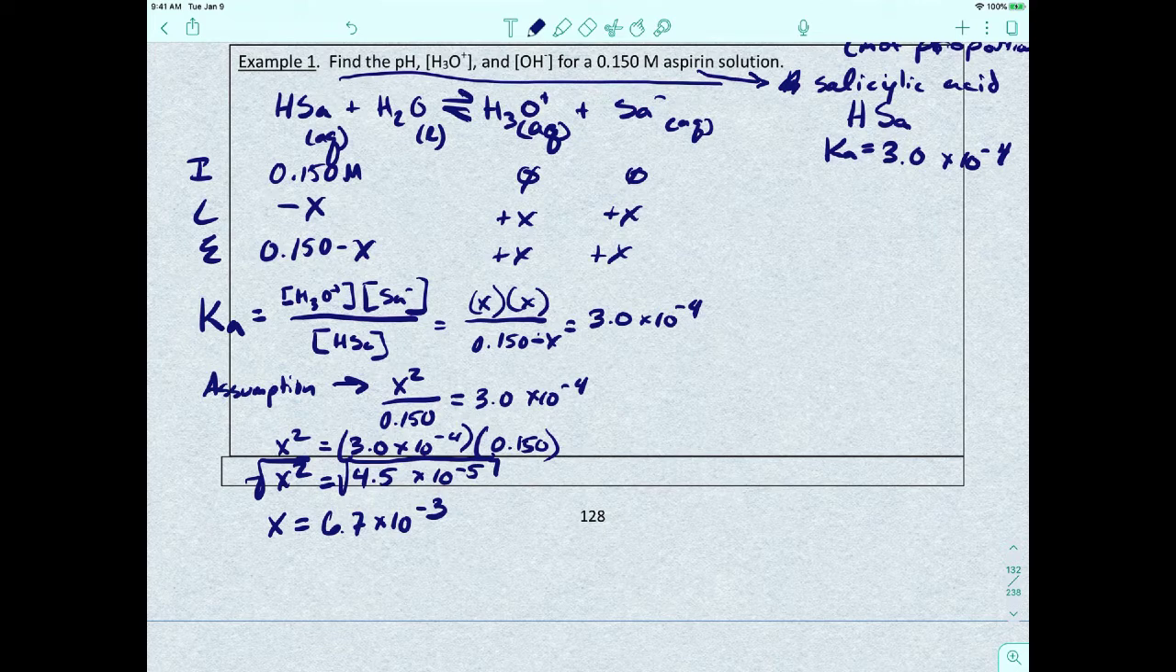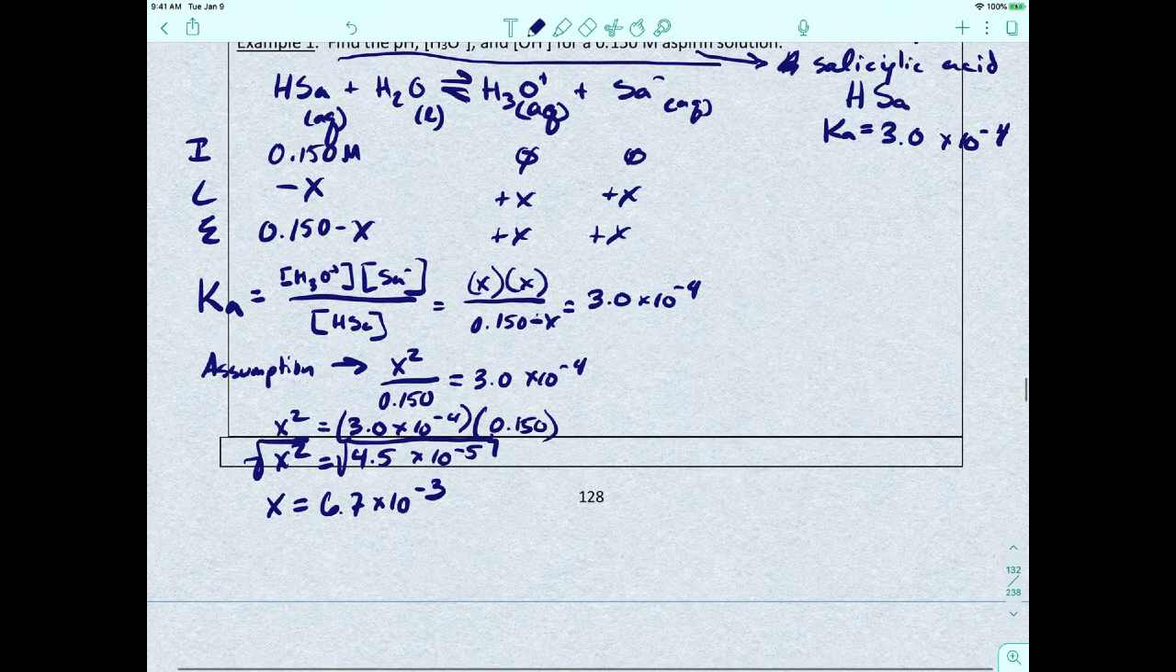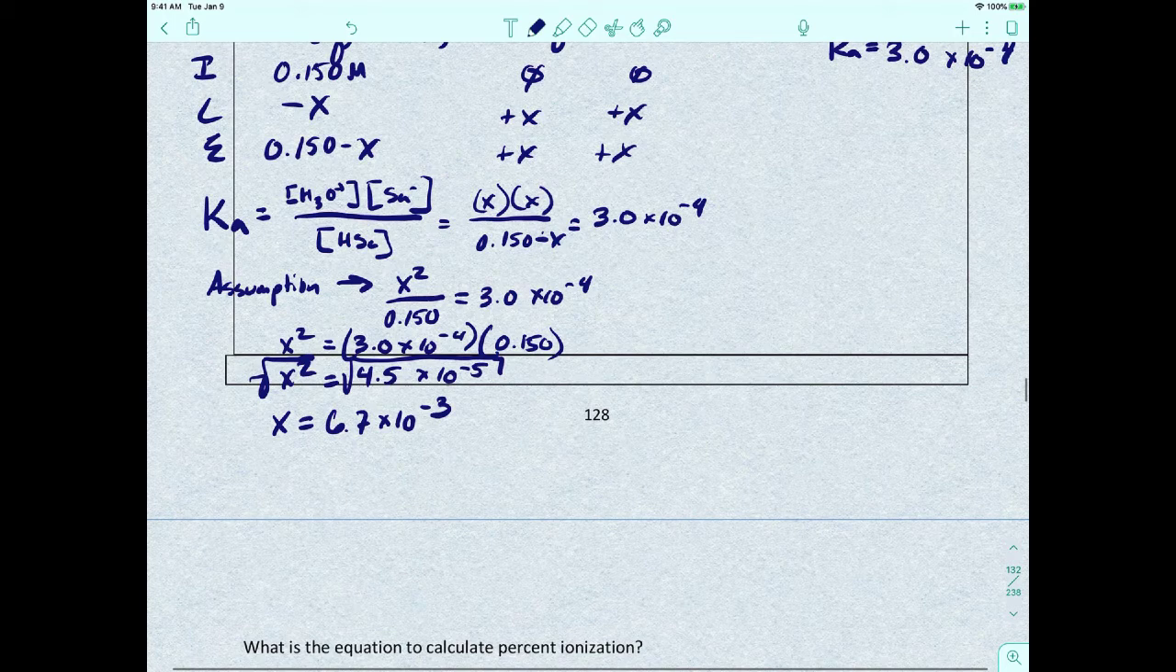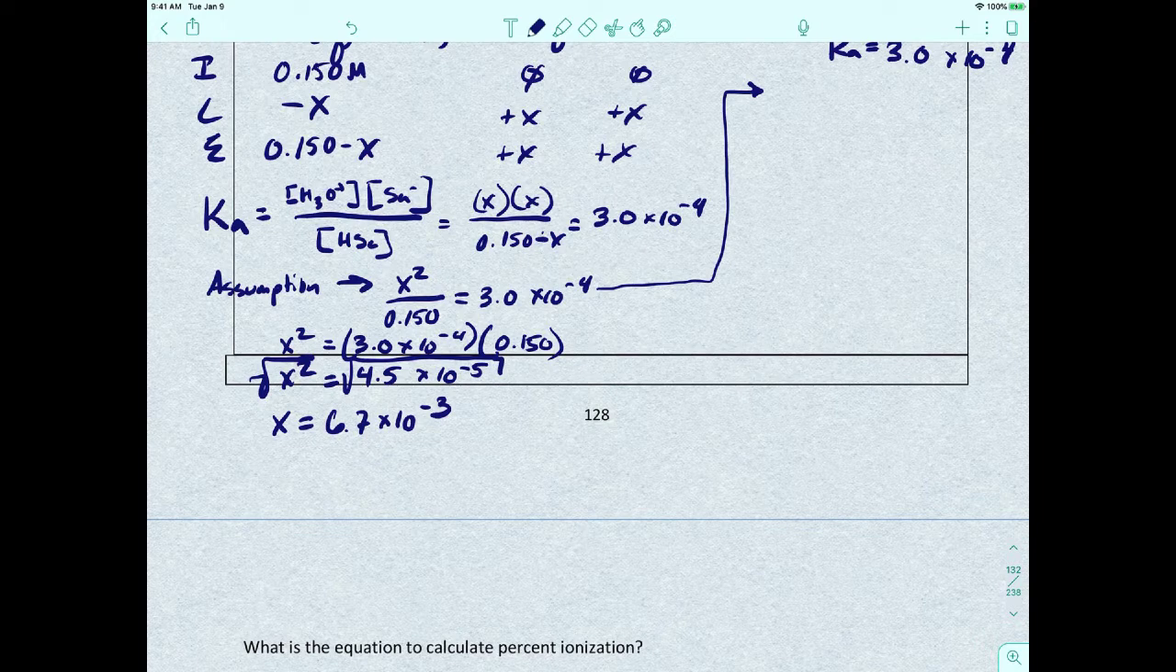Now, one thing we probably should do now, before we get really invested in this problem, is double check to make sure that this approximation worked. Let's take that part up here. If we take the initial concentration, which is 0.150 molar, as my denominator, and put the X on top, 6.7 times 10 to the minus third, times 100%, what is the percent ionized?